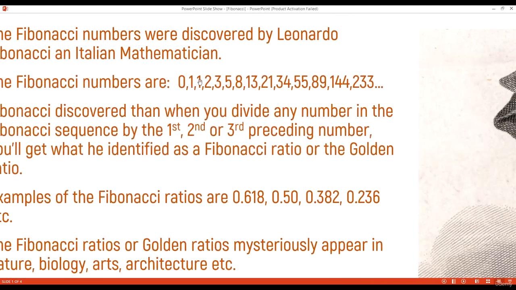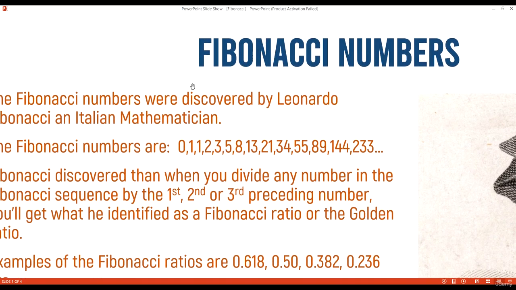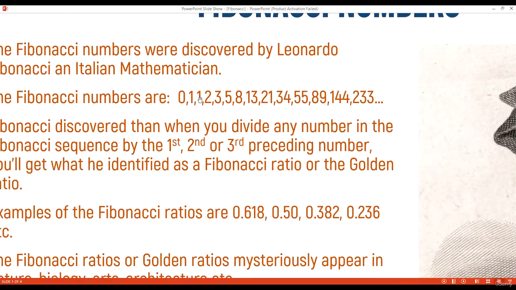The first number is 0. The second number is 1. And then the third number is 1. How they got the numbers is you simply add the current number to the previous number to get the next number. So here we have 0 and then we have 1. 1 plus 0 is 1. And then 1 plus 1 is 2. And then 2 plus 1 is 3.